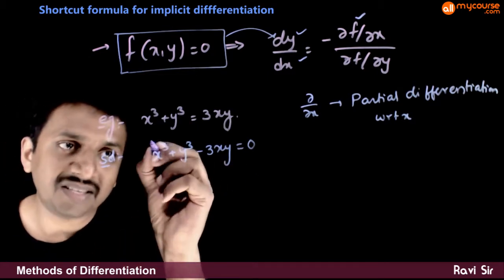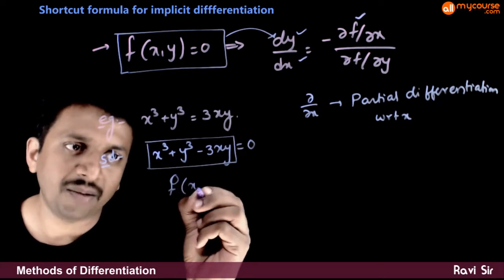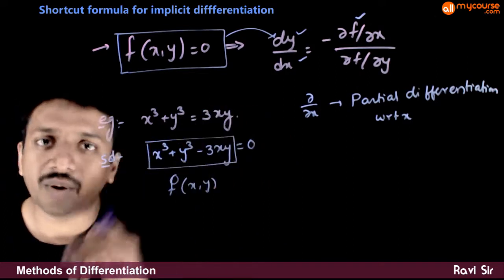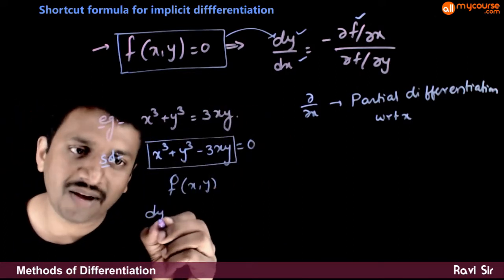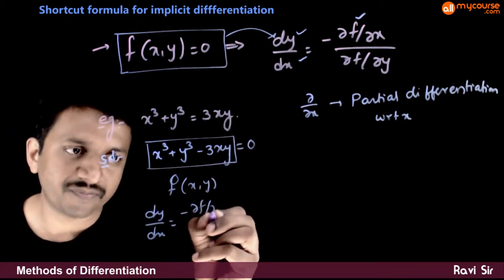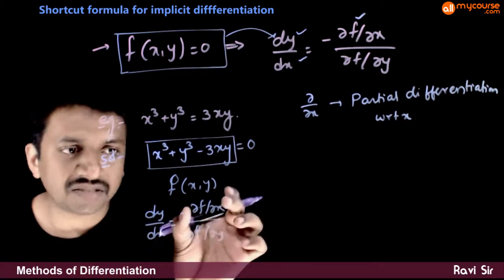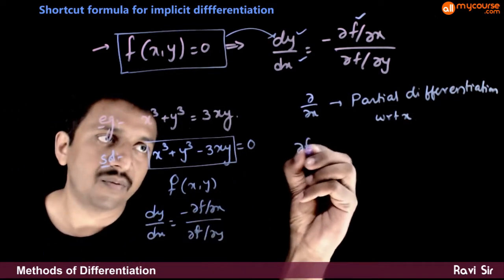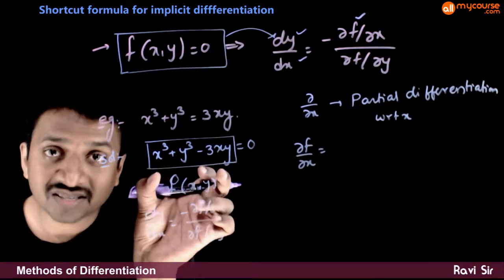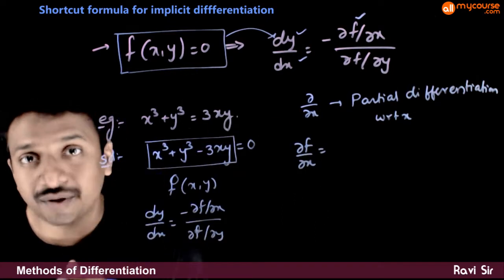Now this is an expression containing both x comma y. So this is of the form f of x comma y is equal to 0. So what is dy by dx? It is minus dou f by dou x by dou f by dou y. So let us find what dou f by dou x is. When you partially differentiate this expression of x and y with respect to x, you assume y as a constant.